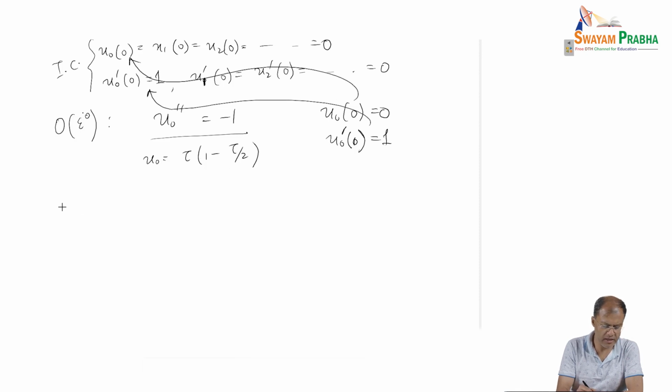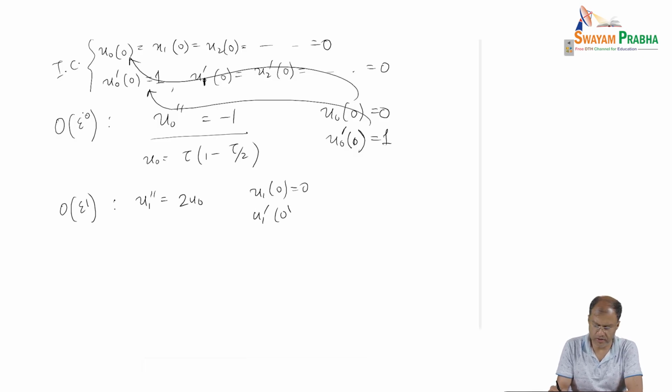And then similarly, the order epsilon to the power 1 term comes out to be u1 double prime is 2 times u naught, and this is for the order epsilon to the power 1 term, where u1 at 0 is 0 and u1 prime at 0 is 0, right? So this is what we are getting from here and here. Okay, so then we can continue to solve this equation.